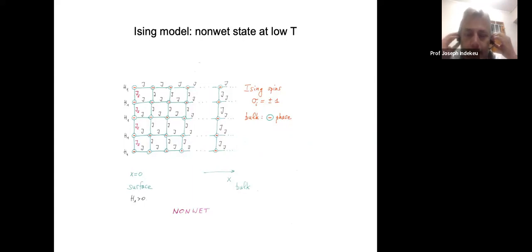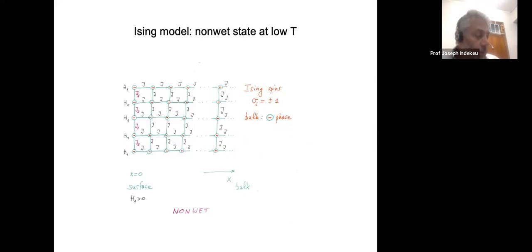So I've drawn a situation where we are at very low temperature, and therefore the energy dictates what's happening in the system. There's no significant effect of entropy, because we're actually looking at lowering free energies, and in free energies, the entropy is multiplied by the absolute temperature.